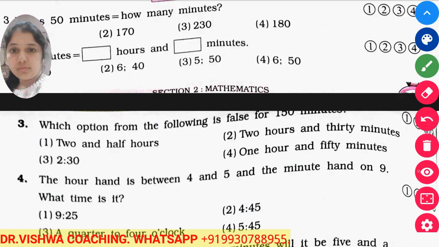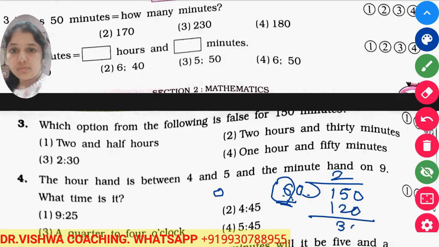Understood or not? Okay. Instead of doing so much rote learning, for 150 you take 60 and recite the table of 60, 60 1s are 60 and 60 2s are, so instead of that I recite the table of 6 only, and I will keep this 0 after I get my answer. So 6 2s are 12, 60 2s are 120, 30 remains, 0 for 30, and this is 30 minutes.